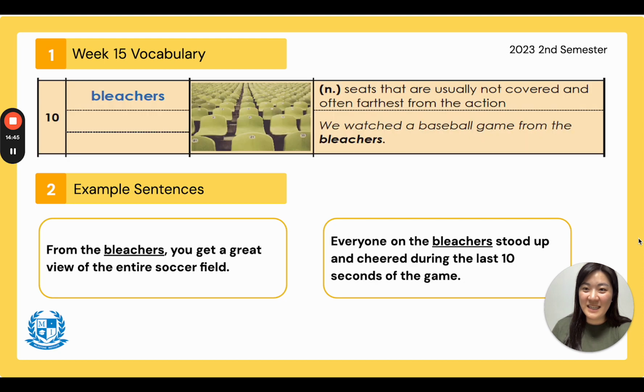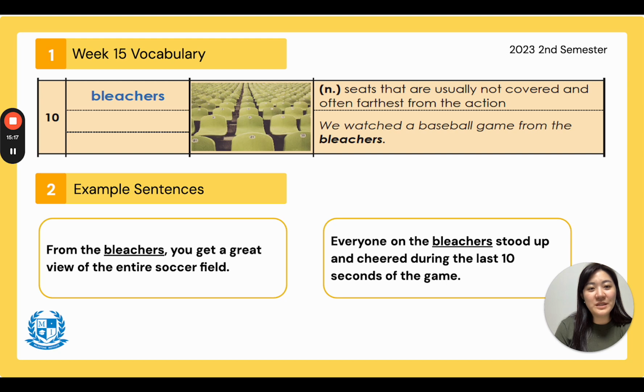Okay? Number 10, everyone say bleachers. Bleachers. This is a noun, and it means the seats that are usually not covered and often farthest from the action of the game. So these seats here in the picture are bleacher seats. We watched a baseball game from the bleachers. So if you imagine this, you're very, very far up in the bleachers, and it's hard to see all the baseball players because they're so tiny.